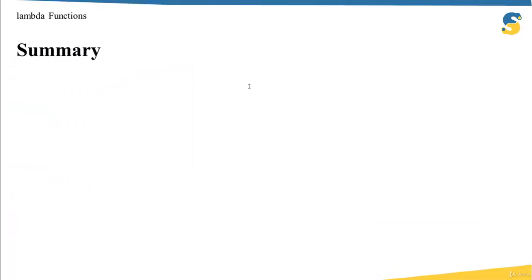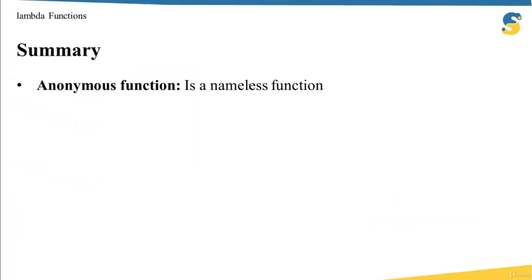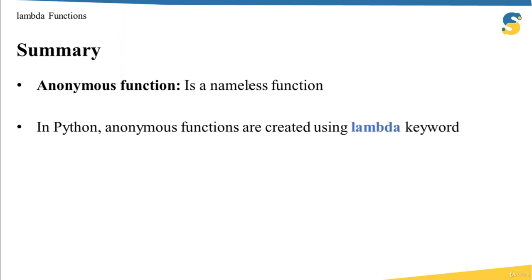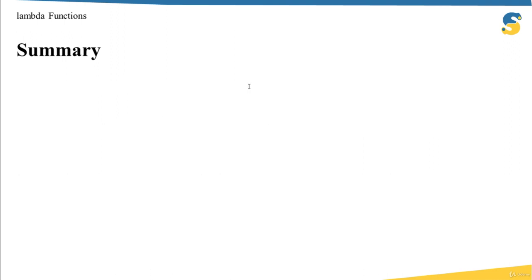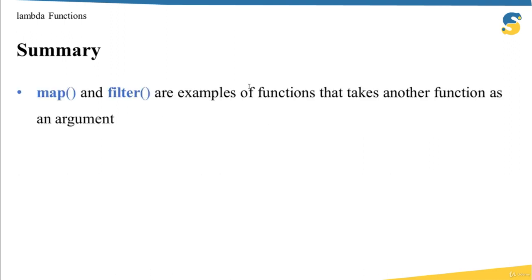Now let's recap what we have learned in this lecture. First of all, anonymous function has been defined as a nameless function. And we said if you want to define an anonymous function, you have to use the lambda keyword in Python. And most often we define an anonymous function when we want to pass a function as an argument to another function. We saw together two functions which are map and filter. And these two functions are examples of functions that take another function as an argument, and that's all.